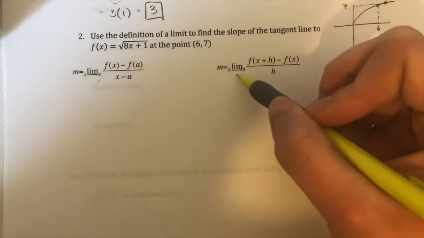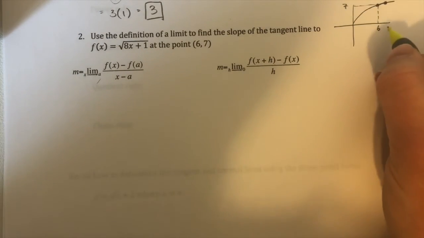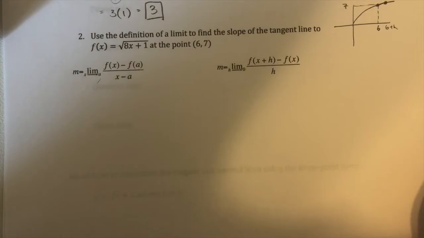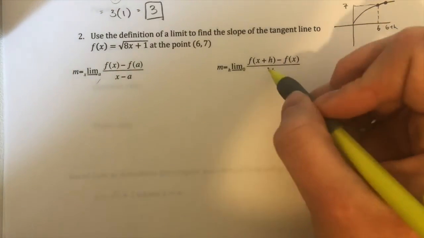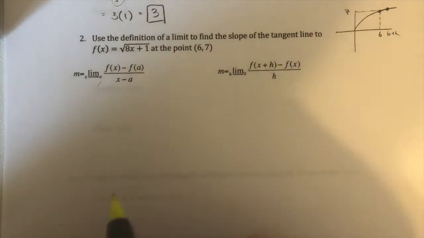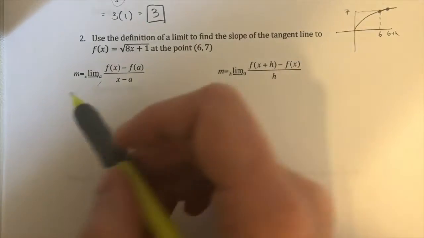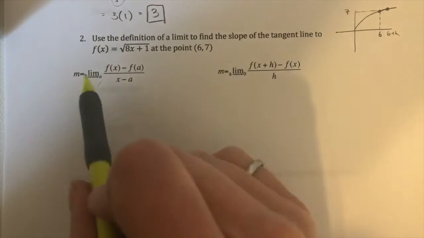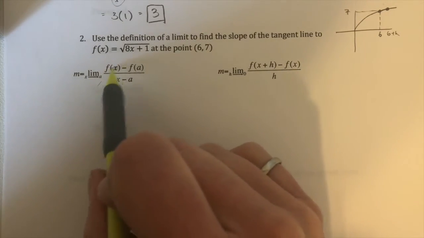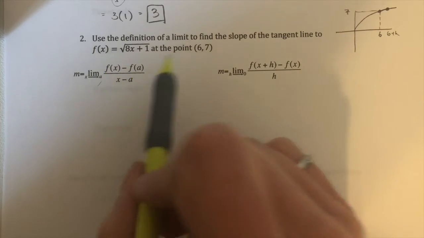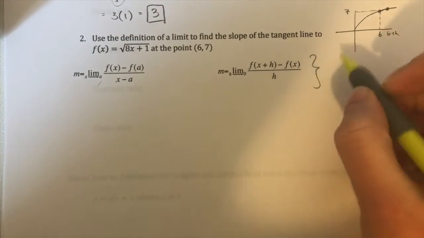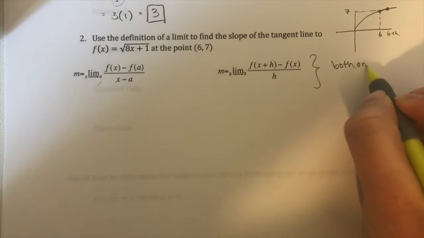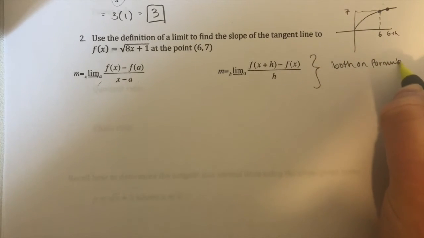The other one is you can say, okay, I picked another point that's plus h distance away, and I want h to get smaller and smaller. So we're going to go through both ways. So the slope of the tangent is equal to the limit as x approaches a of f of x minus f of a over x minus a. Both of these are on your formula sheet.